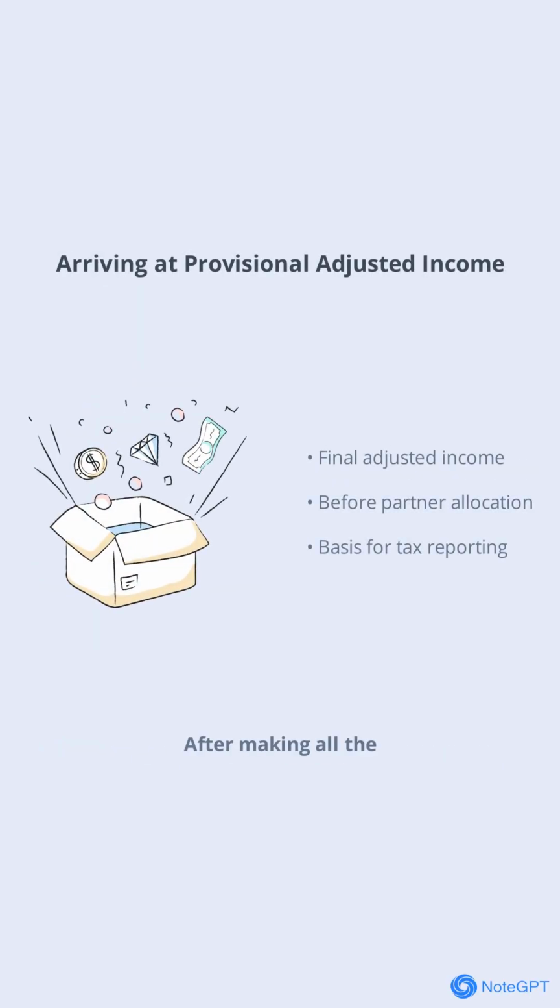After making all the necessary adjustments, adding back non-allowable expenses, deducting allowable expenses, and adjusting for capital items, you arrive at the provisional adjusted income.